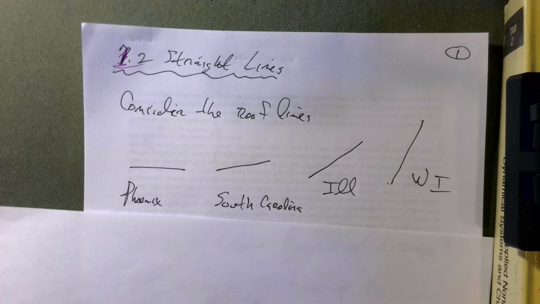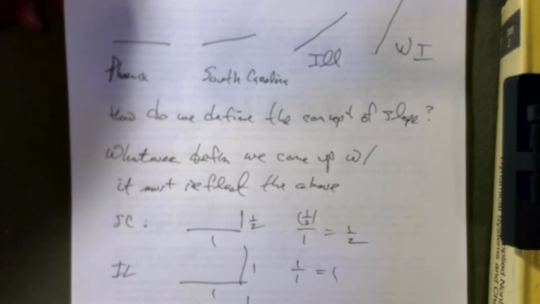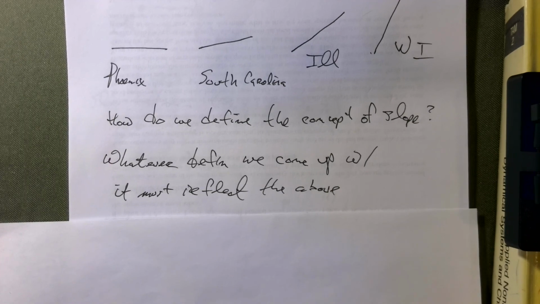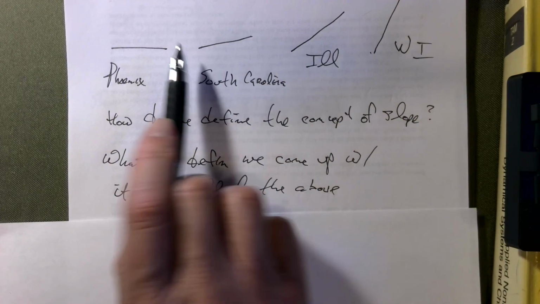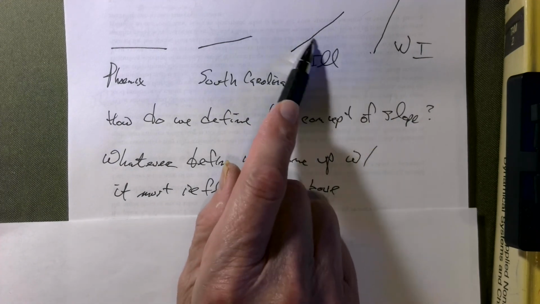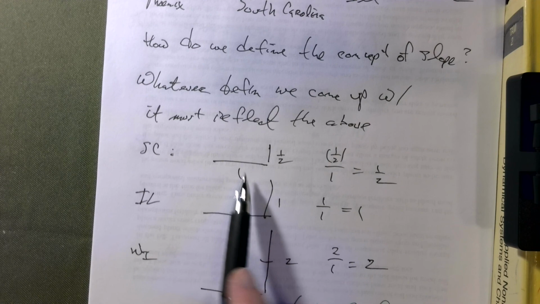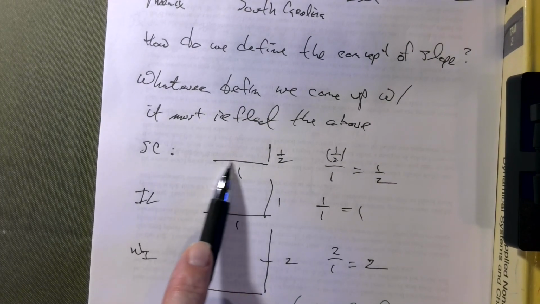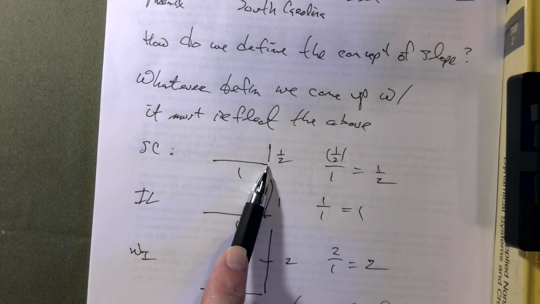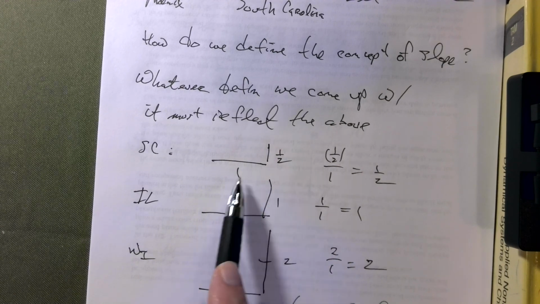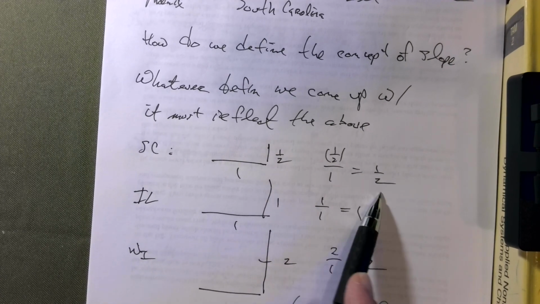So we ask the question, how do we define the concept of slope? And we have to remember whatever definition we come up with has to reflect these roof lines. This slope has got to be bigger than this one, this is bigger than this one, which is 0. So here's how we do it. Let's take a look at South Carolina. So it means if I move over 1 unit, feet, yard, whatever, and I go up half a foot, then I'm going to just play a game. I'm going to take this number divided by this number. So 1/2 divided by 1 is 1/2.